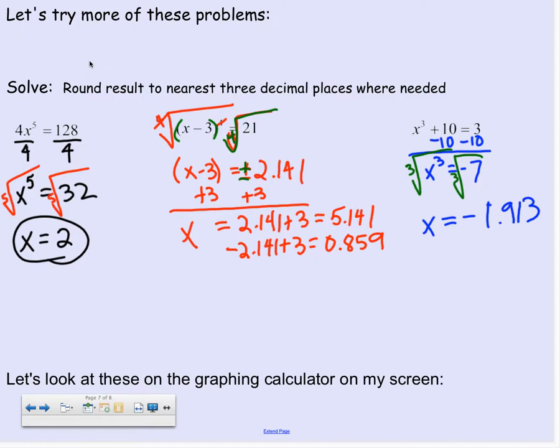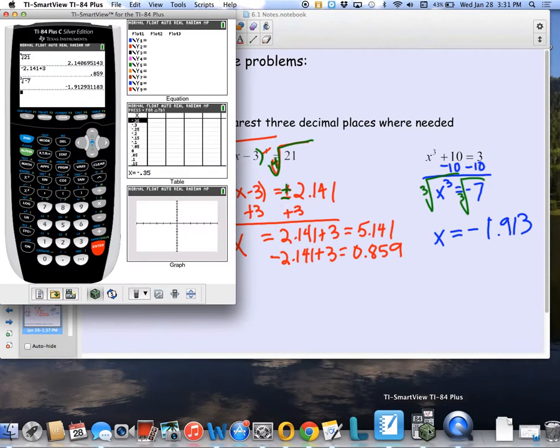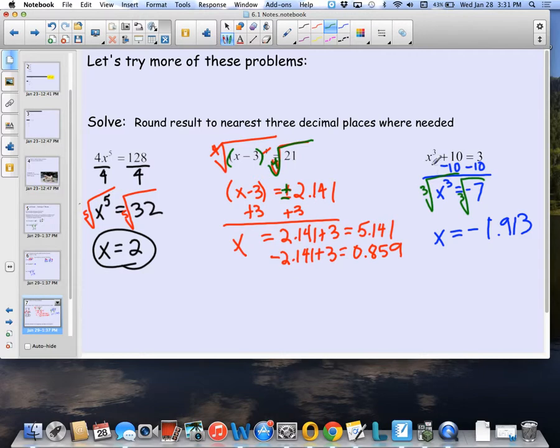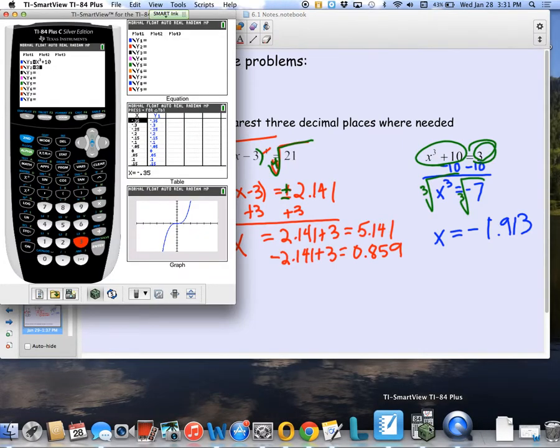I wanted to show you one thing on the graphing calculator. Let's do x cubed plus 10 equals 3. You don't need to worry about this, but I'm going to show you. If I go to y equals and I enter x cubed plus 10, and I put the 3 on the next line, so I have an x cubed plus 10 and a 3. I enter those each on one line, and I'm going to hit graph.